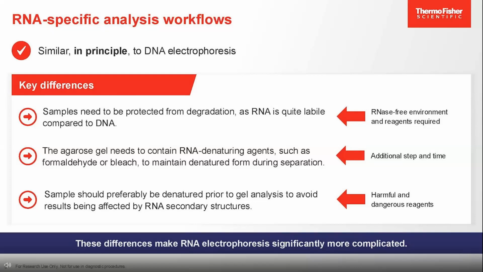However, there are several key differences, and those key differences boil down to the two primary risks for the RNA electrophoresis workflow. You have to protect your RNA from degradation. And the second one is you have to have accurate results, so you have to denature your RNA because it tends to form secondary structures. In both cases, you tend to use quite harmful chemicals to prevent this. Some of these harmful chemicals can be something like formaldehyde or bleach.